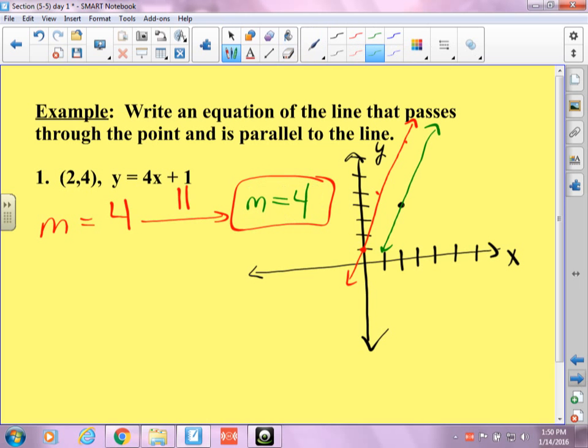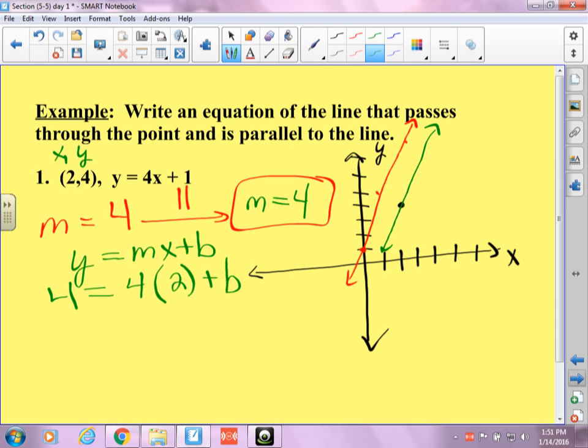Okay, so now this is what we're going to do. I'm going to take that green slope, and I'm going to take my ordered pair, x comma y, and I'm going to put it in the form y equals mx plus b. So what's my y of the ordered pair? 4. What's my m of my parallel line? 4. What's the x of my ordered pair? 2. And then what would my b be? b, because that's what I'm trying to find. Have we done this before? Yes. We have found the y-intercept before. It's just there was a different purpose to it.